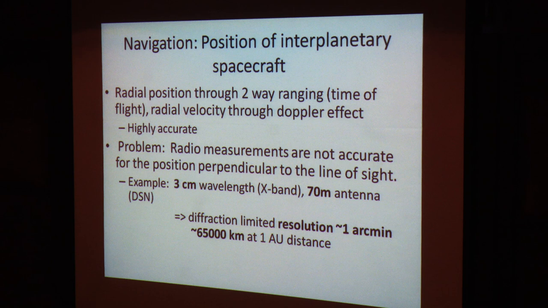The less accurate part with radio measurements is to see where the satellite actually is on the sky, perpendicular to the line of sight. And this is simply because of the long wavelengths of the radiation. So as an example, X-band at 3 centimeters, and with a 70-meter antenna, the largest antennas used by DSN, by dividing the two and converting the radians in degrees, you can find out that the resolution is roughly 1 arc minute, which would correspond at a distance of 1 astronomical unit to 65,000 kilometers, which is, of course, not good enough to navigate a spacecraft around a planet or at a comet.